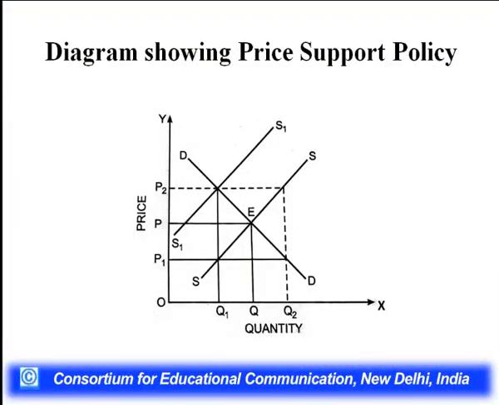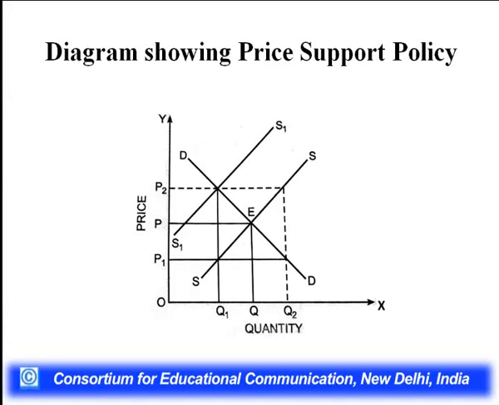This is the diagram which shows the operation of the minimum support price in the market. Again, OX axis represents the quantity and OY axis represents price as usual. The initial fixation of the equilibrium price and quantity is at OP and OQ respectively, with reference to the intersection point of demand and supply at point E.